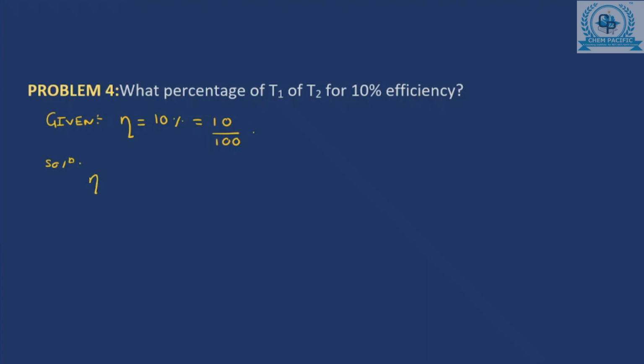We know the efficiency formula: 1 minus T1 by T2. In this case, T1 is the temperature of the sink, which is the lower temperature, and T2 is the temperature of the source, which is the higher temperature. So what are they asking us to find? They are asking for T1 by T2 as a percentage. Clear?